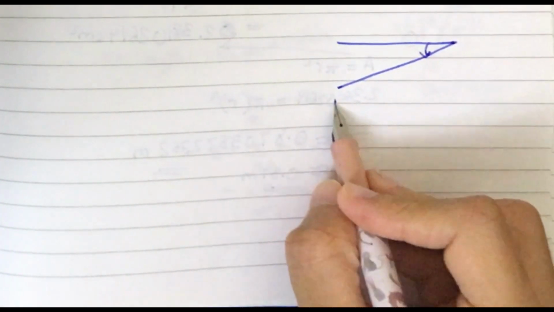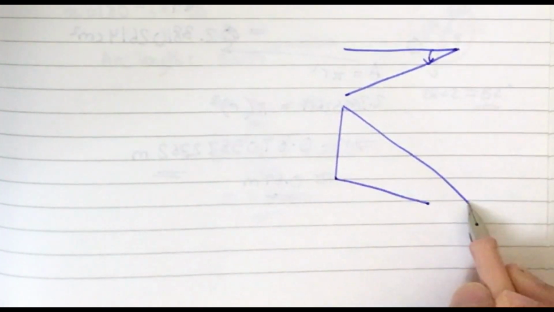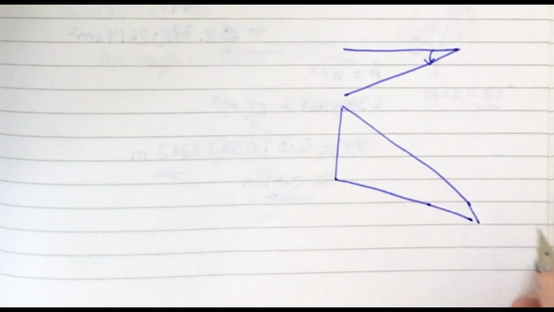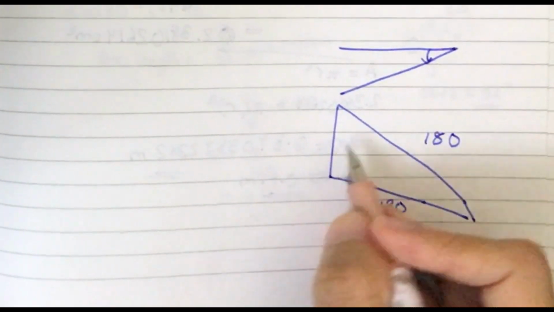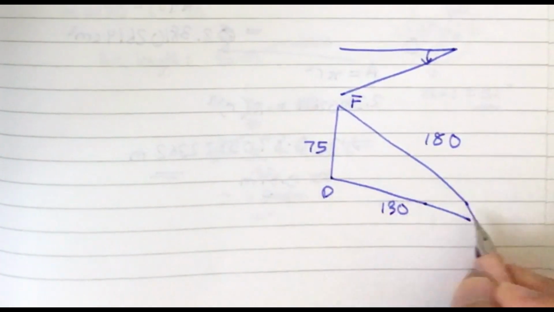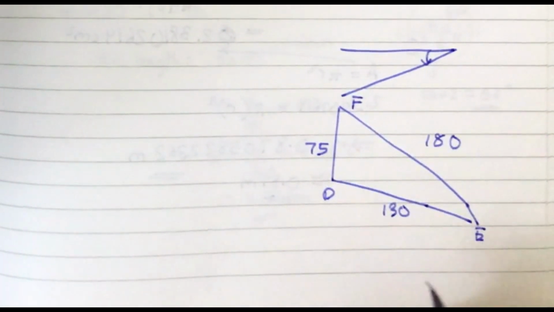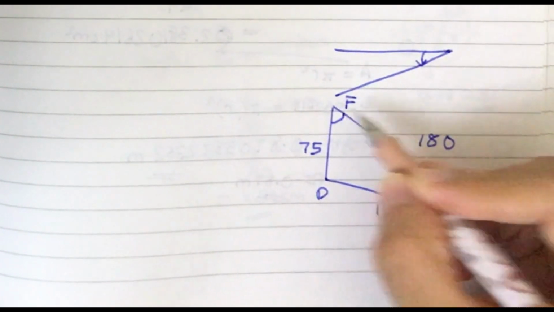So let me draw the diagram that has been given to us. So this is the diagram, close to this type of diagram. This is 130, 180, and this is 75. This is F, this is D, and this is E. So basically we need to calculate this angle.